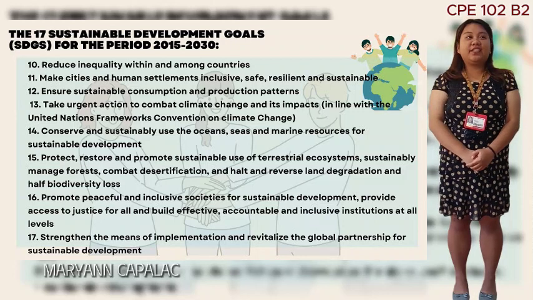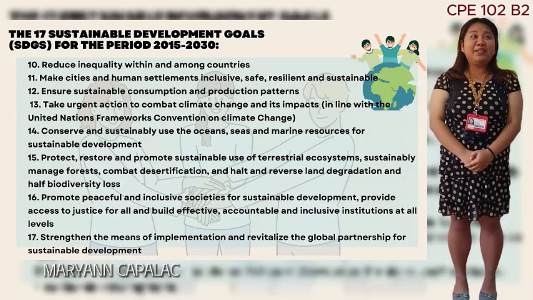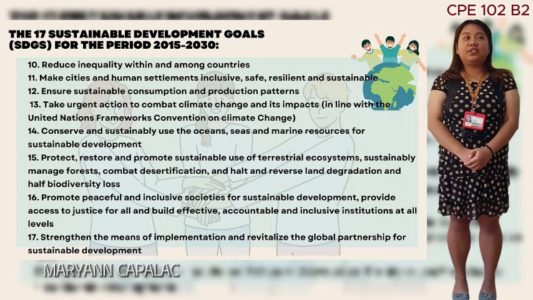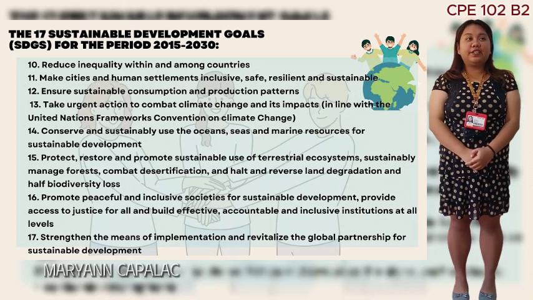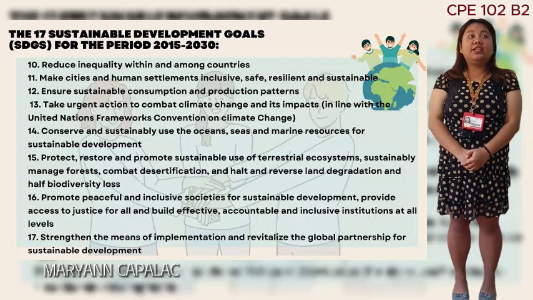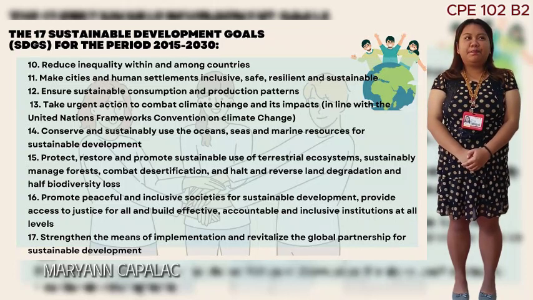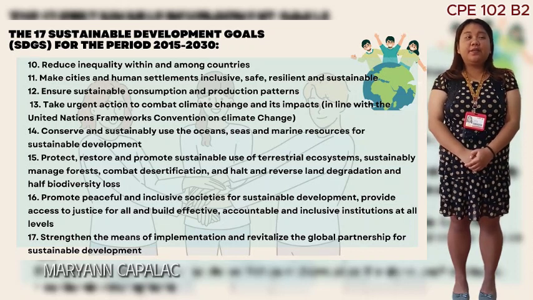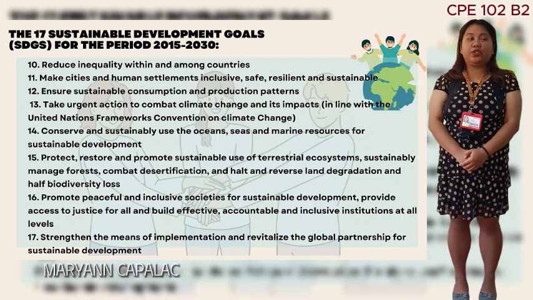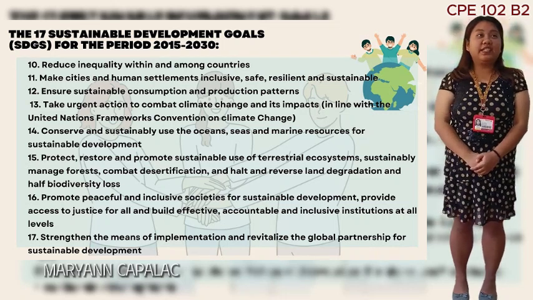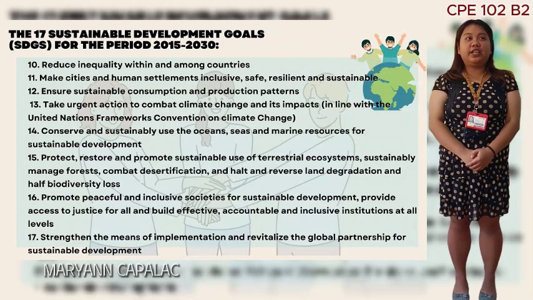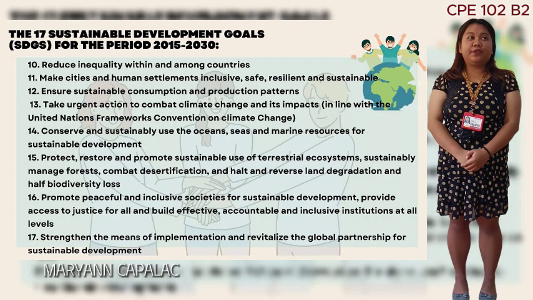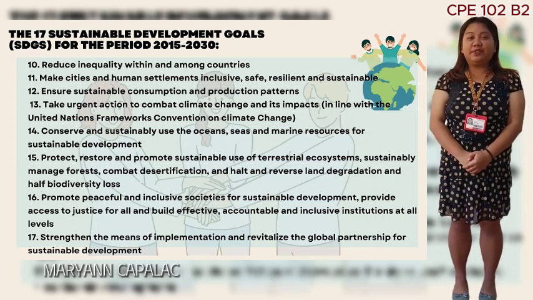Number 15, protect, restore, and promote sustainable use of terrestrial ecosystems, sustainably manage forests, combat desertification, and halt and reverse land degradation, and halt biodiversity loss. Number 16, promote peaceful and inclusive societies for sustainable development, provide access to justice for all, and build effective, accountable, and inclusive institutions at all levels. Number 17, strengthen the means of implementation and revitalize the global partnership for sustainable development.